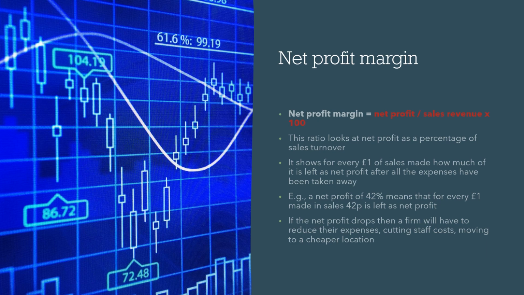The net profit margin. That's calculated as net profit divided by sales revenue times 100. So this ratio looks at net profit as a percentage of sales turnover. It shows for every £1 of sales made, how much of it is left as net profit after all the expenses have been taken away.